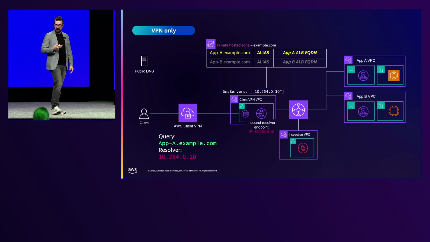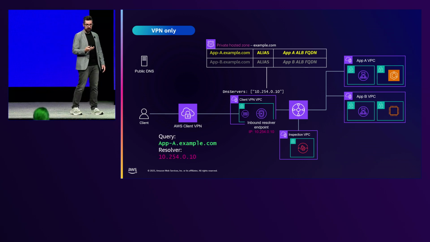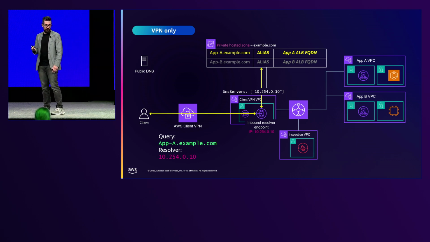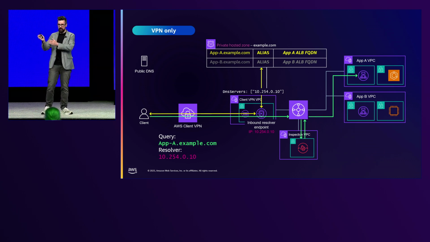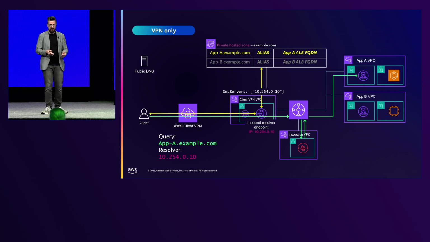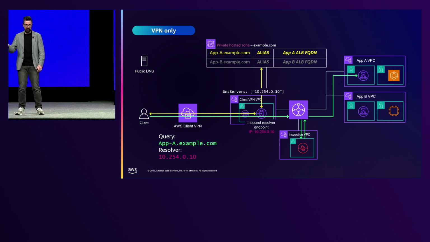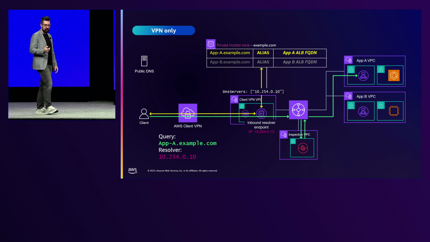And that's how your DNS resolution will work. So when I go to query appa.example.com, that will go to my private hosted zone for resolution, and then my traffic will pass through, in this case, to an ALB private IP via my VPN into my transit gateway, my firewall, etc. So this is private DNS.